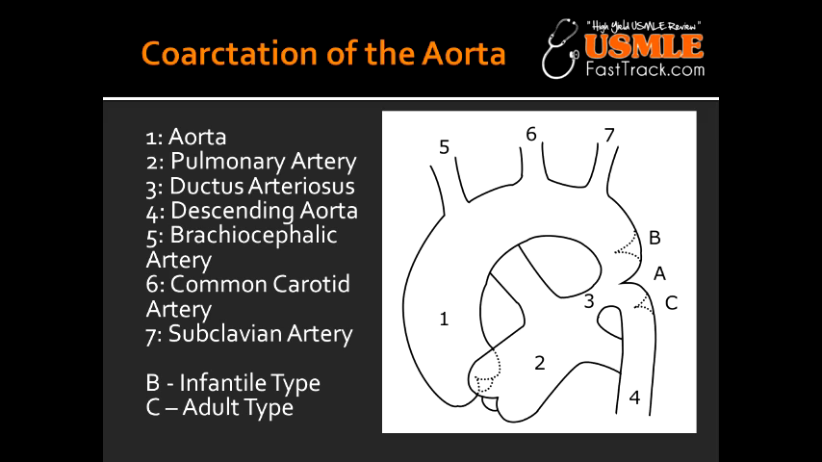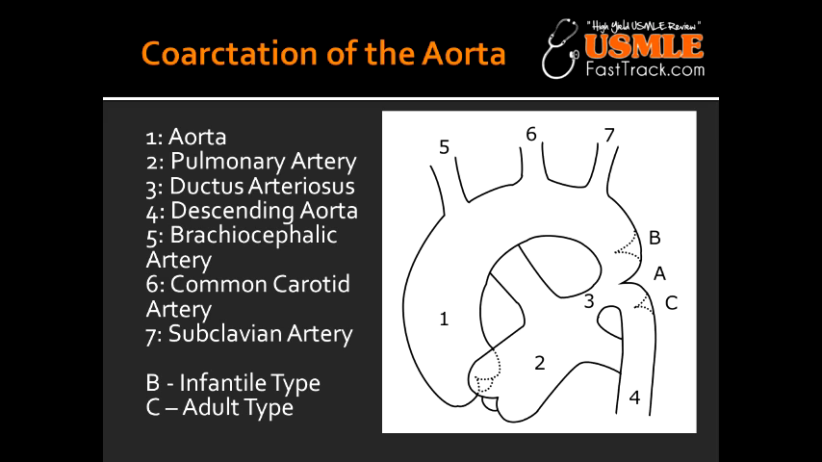What is adult type coarctation of the aorta? Adult type coarctation of the aorta is when the stenosis is distal to the ligamentum arteriosum, which means it's postductally. What are some of the conditions that would result from adult type coarctation of the aorta? In adult type coarctation of the aorta, it would lead to notching of the ribs, and this happens due to the collateral circulation. It would also lead to hypertension in the upper extremities and weak pulses in the lower extremities compared to the upper.